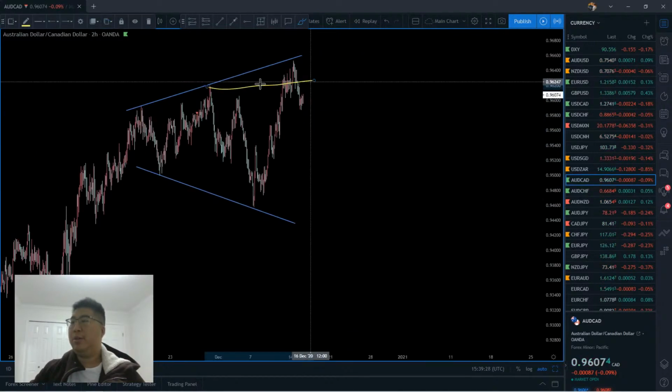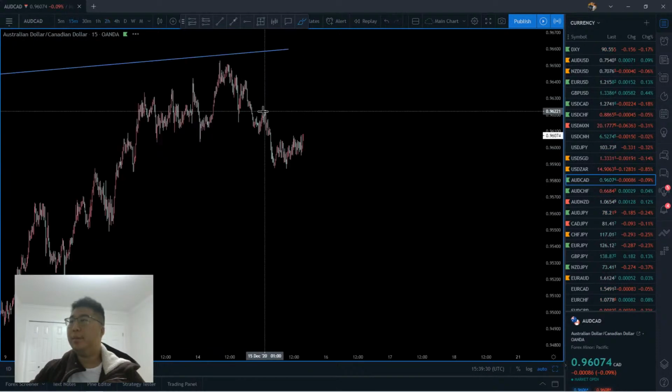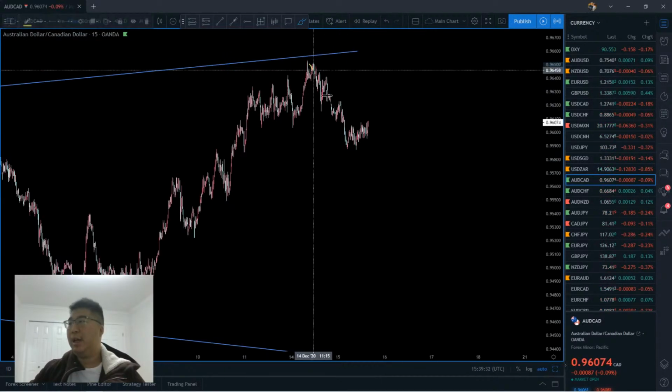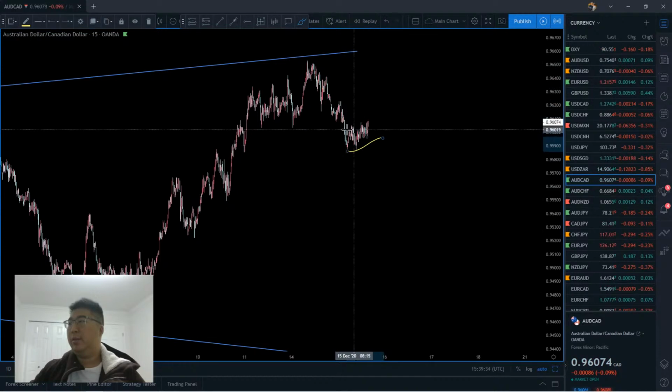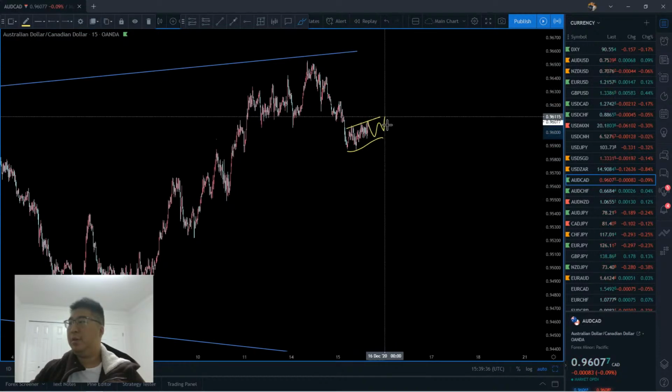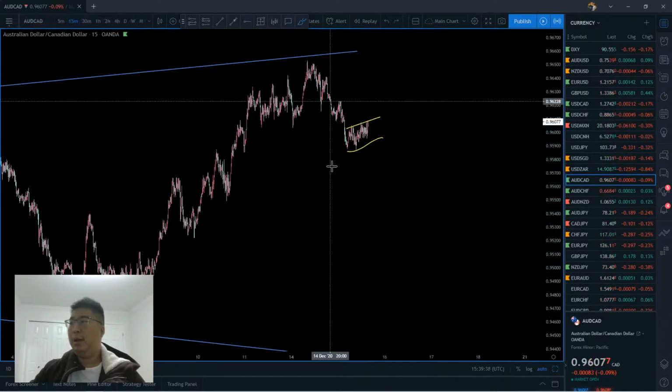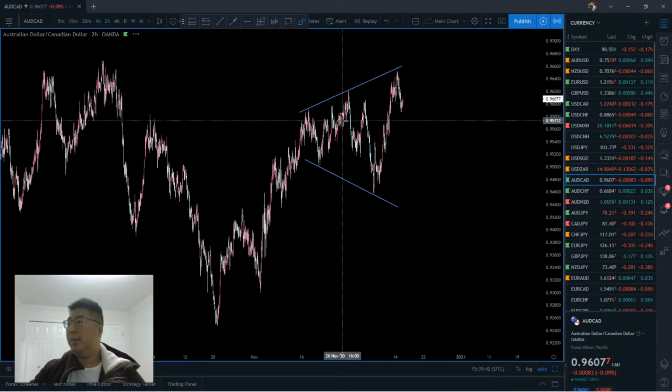We have a potential mini double top, and then price actually had this first impulsive move breakdown. So is this going to be a continuation to push the price lower? Certainly could be a possibility, so I'll keep an eye on this in the meantime.